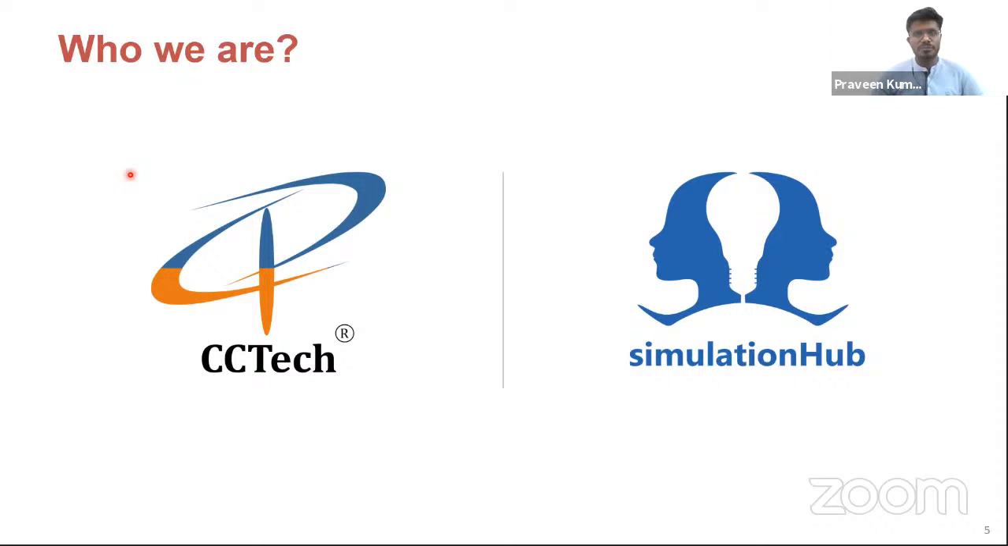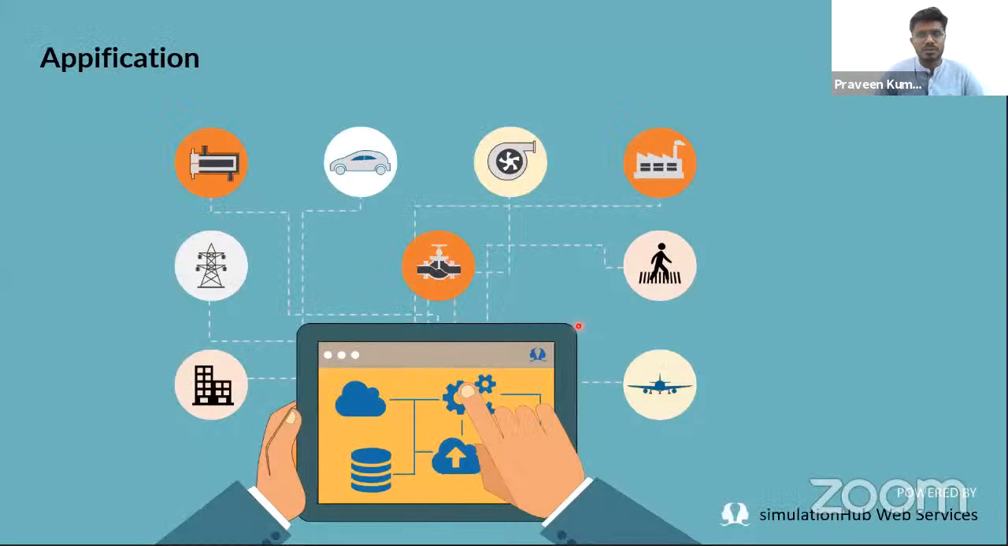I would like to start with what we do and what our company is. CCTech is a company of about 100 engineers and developers. We provide engineering and software development services, and we have also developed SimulationHub, our own product platform, with web services upon which we can develop and build apps.